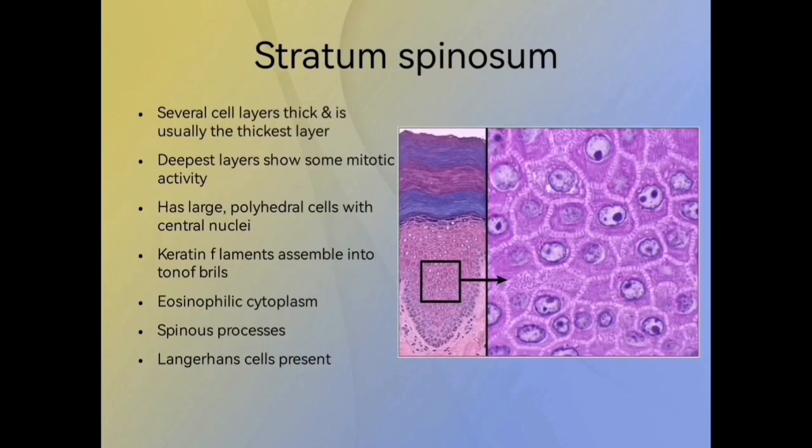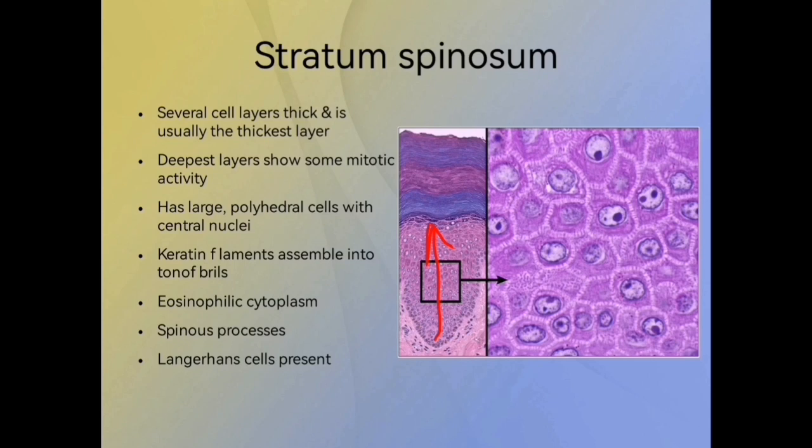For the stratum spinosum, it is a several cell thick layer, the next layer after the stratum basale. It is mainly made up of keratinocytes, and we may find some Langerhans cells in this layer. It is made up of large polyhedral cells which have central nuclei, but these cells stain lightly eosinophilic because they are synthesizing keratins, and these keratins are assembled into tonofibrils, which fill the cytoplasm of these cells, making them appear slightly eosinophilic.